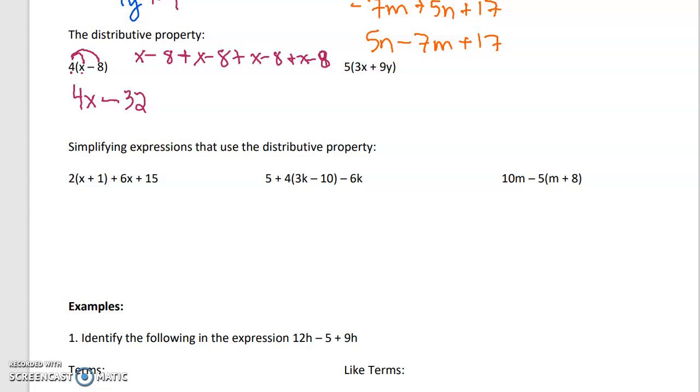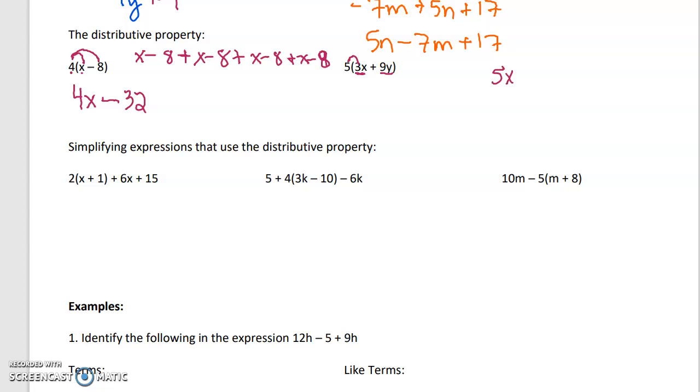So for this next one, I want you to notice we have 3x and 9y in our parentheses, and again, we can't simplify 3x plus 9y. They're not the same variable, and so they're not like terms. And we can multiply. Now think of our exponent rules again.